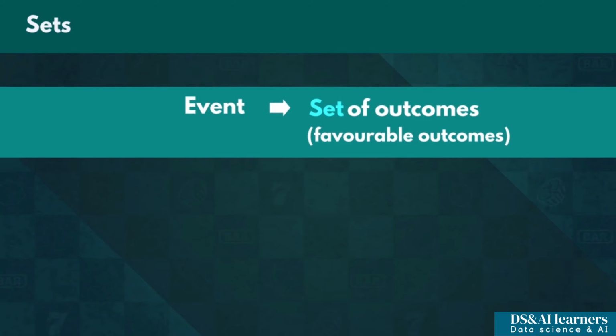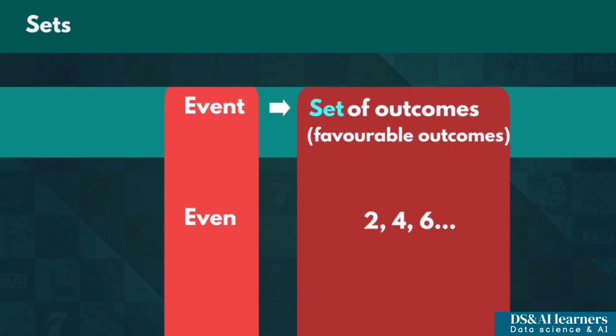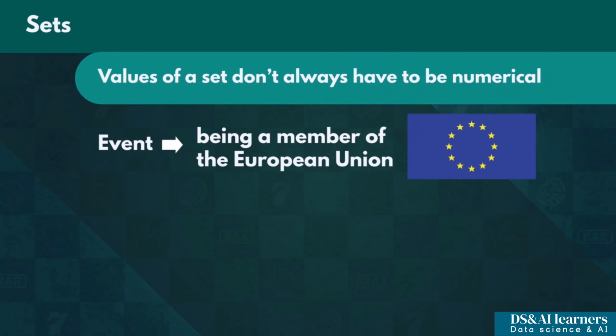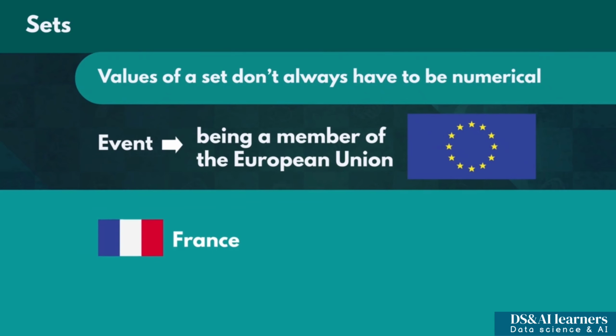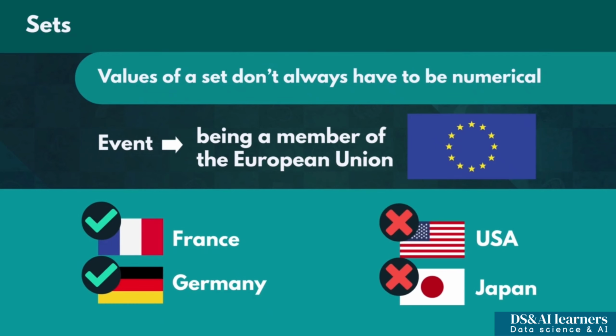These are the favorable outcomes we mentioned earlier. For example, the event could be being even, and the set of values would consist of 2, 4, 6, and all other even numbers. However, values of a set don't always have to be numerical. For instance, an event can be being a member of the European Union. Values like France or Germany would be a part of this set, and values like USA or Japan would not.